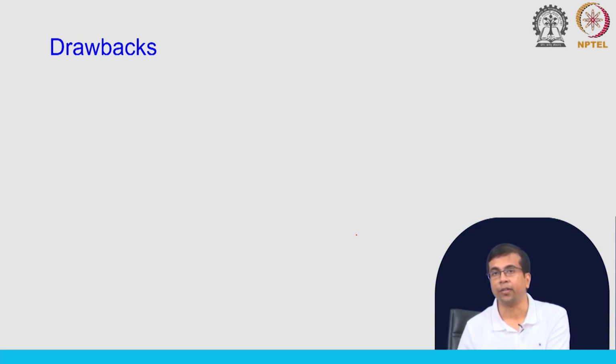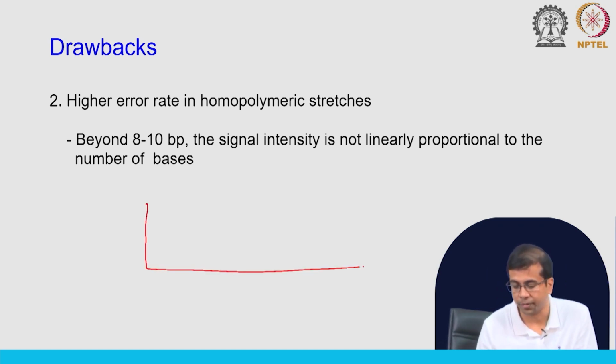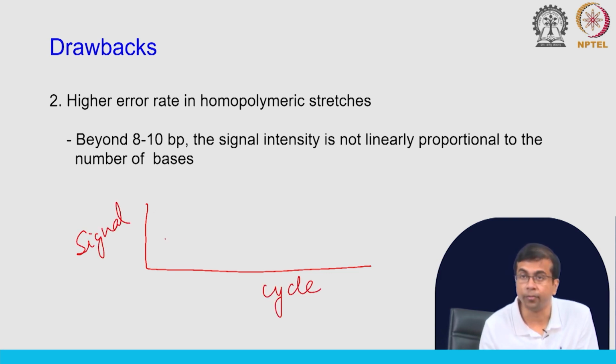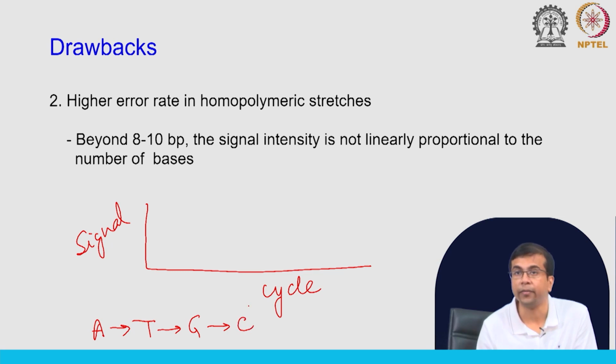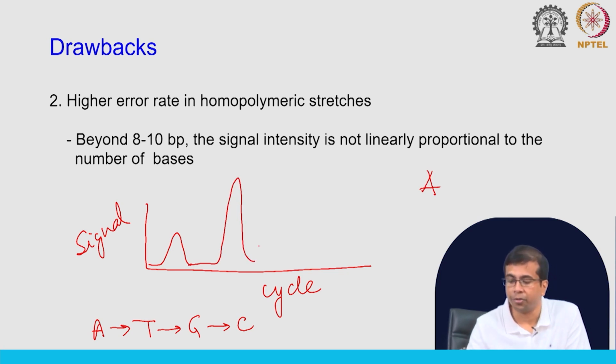There is another drawback, right, and this is actually shared with 454. One of the things you probably remember is that in 454 we have a signal that is proportional to the number of bases being added, right. So, if I can again draw this, signal versus cycle, and we are following the ATGC cycle, and imagine let us say we first detect A, okay. So, we have detected A, now we see T and what we see is the signal is much higher, which means we have probably added 2 T's here.